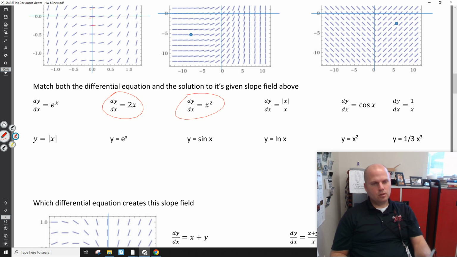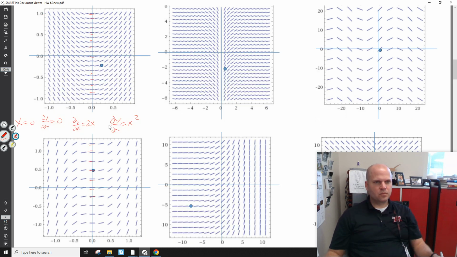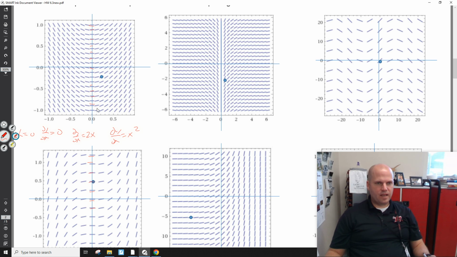And that guy, when x is 0, dy/dx equals 0. So I know 2x is one of these, and I know x squared is one of these. Cool? Which one's which? Well, if I plugged in a half, I'd have a slope of 1. If I plug in a half here, this would be a slope of a fourth. If I plug in negative 1, I should see a slope that's negative here, whereas here I see a slope that's positive.